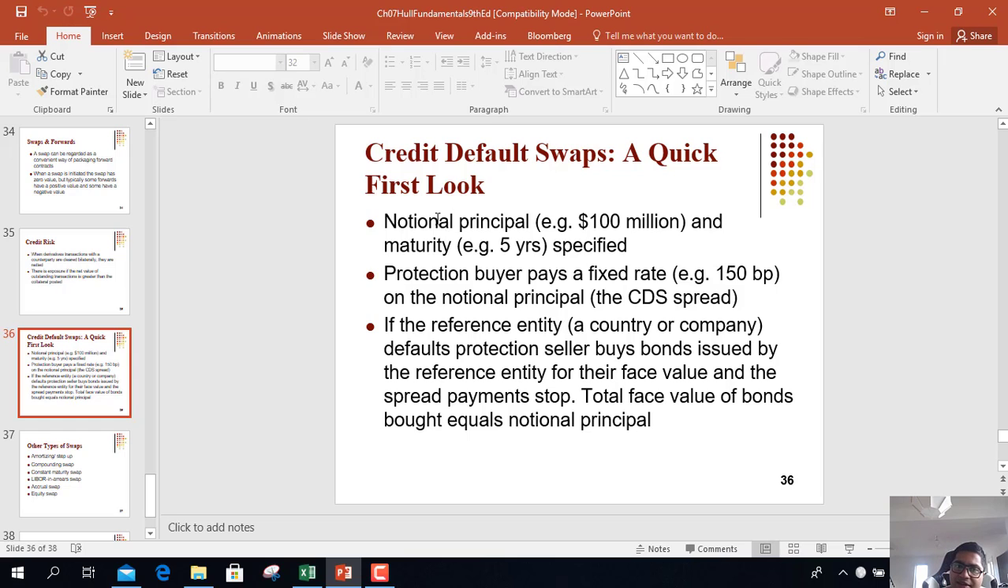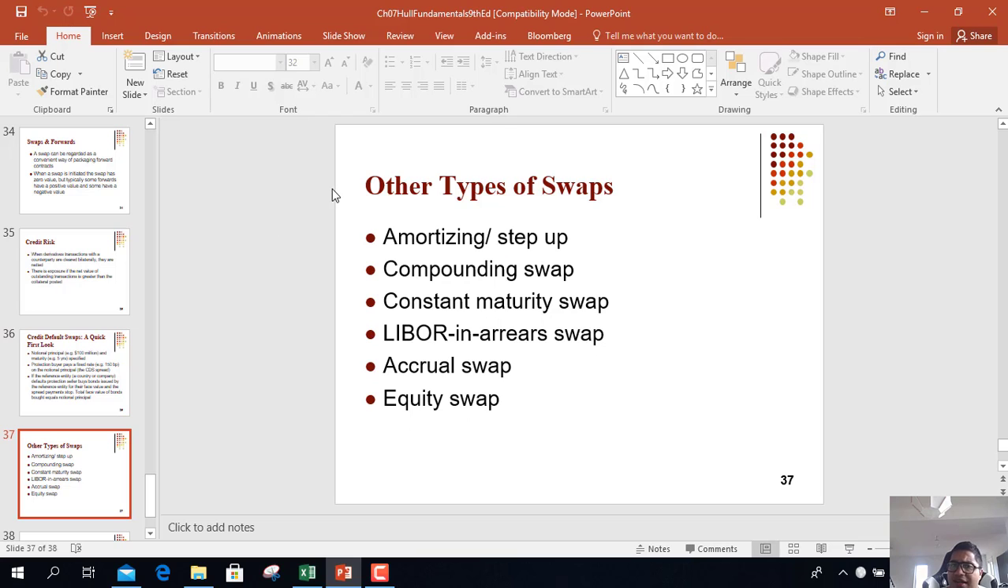So notional principal 100 million, maturity 5 years, protection buyer pays a fixed rate on a notional principal. So if the reference entity, it can be country, company, bond, right? It defaults, then the insurance company would pay. There are many different other types of swaps. There is an amortization swap, so you can exchange mortgages. So you have a mortgage, someone else has a mortgage, you can exchange your mortgage principals and mortgage payments. That's an amortization swap. Compounding swap, in which compounding rates are calculated and paid at the end.